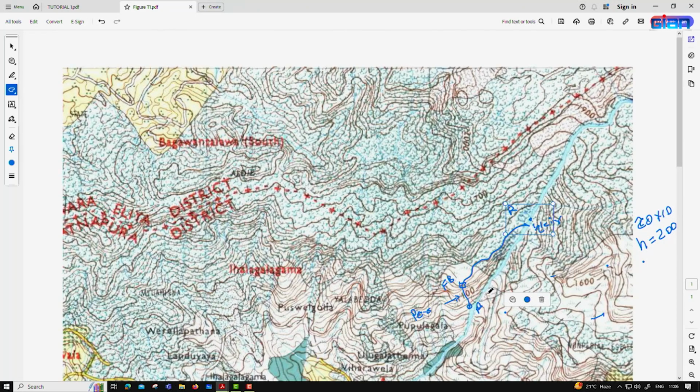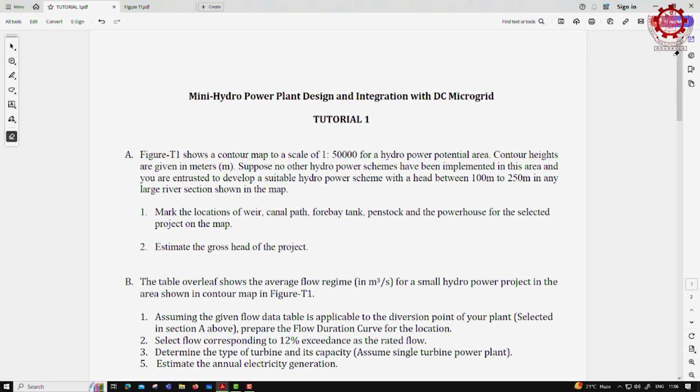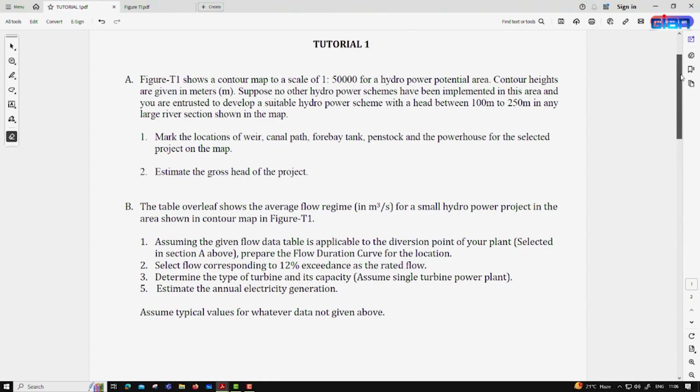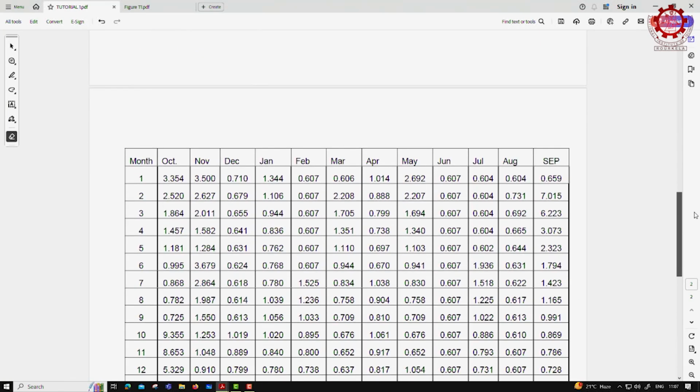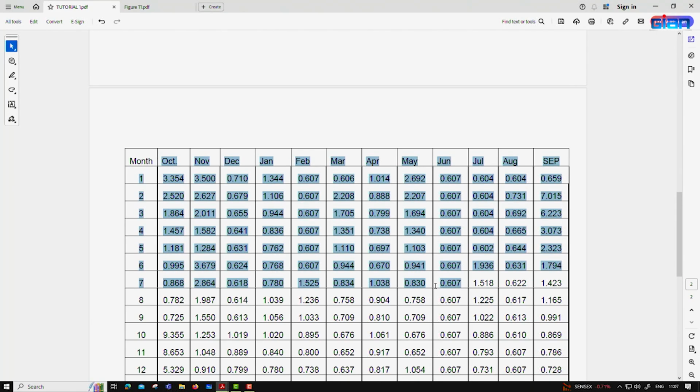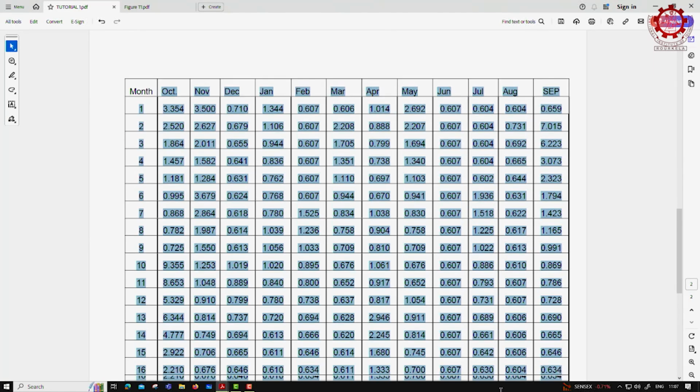So, going to the second part, you can see part B. Assuming the given flow data table is applicable to the diversion point of your plant, prepare the flow duration curve for the location. So, for that they have given a data set. The best thing is to copy this entire data set onto an Excel sheet.